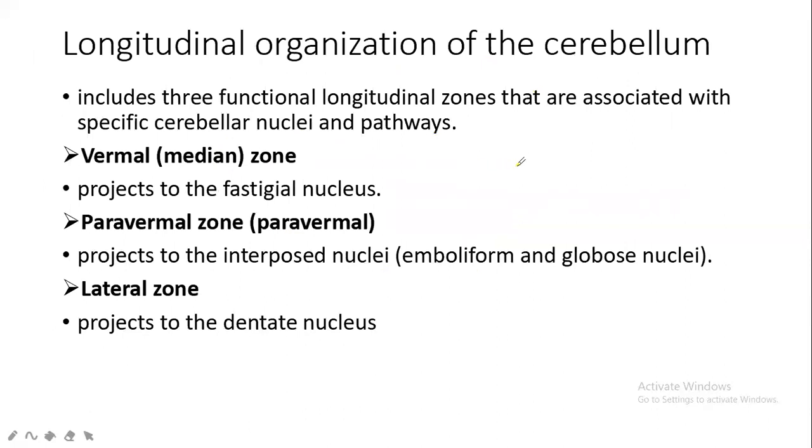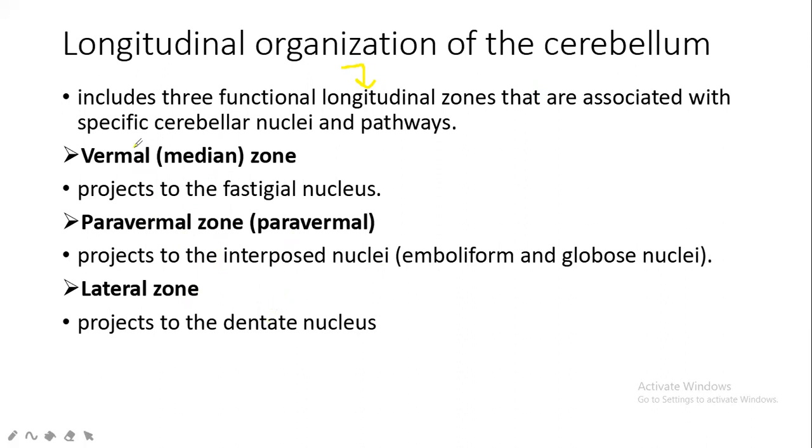Then we have the longitudinal organization of the cerebellum into zones. Now, this is basically a functional division of the cerebellum. And these zones are associated with specific cerebellar nuclei and pathways. So the zones that we have are the median zone, the intermediate zone, and the lateral zone. We can also call them the vermal zone around the vermis, then the paravermal zone, and then the lateral zone. We'll talk of the deep nuclei within the cerebellum.